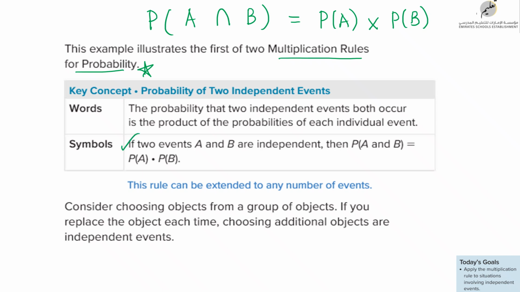So this rule can be done for 2 events, it can be done for 3 events, it can be done for 4 events, but I think in your grade 10 you'll just deal with a maximum of 3 events. So just remember, when you know that the 2 events are independent, first you check whether they're independent or not, and then just do the product or multiply the individual probabilities to get your answer. So let's take an example in the next slide.